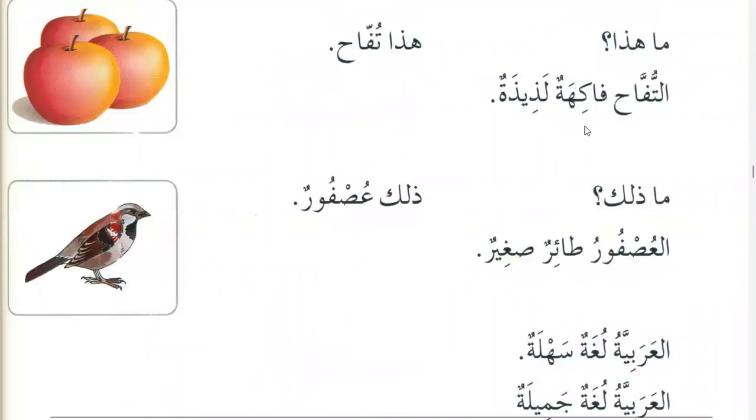Ma hadha? What is this? This is an apple. At-tuffahu fakihatun laziza. The apple is a fruit which is very delicious. The apple is a delicious fruit. Ma dhalika? What is that? Dhalika usfur. That is a sparrow. Al-usfur ta'irun saghir. The sparrow is a small bird.